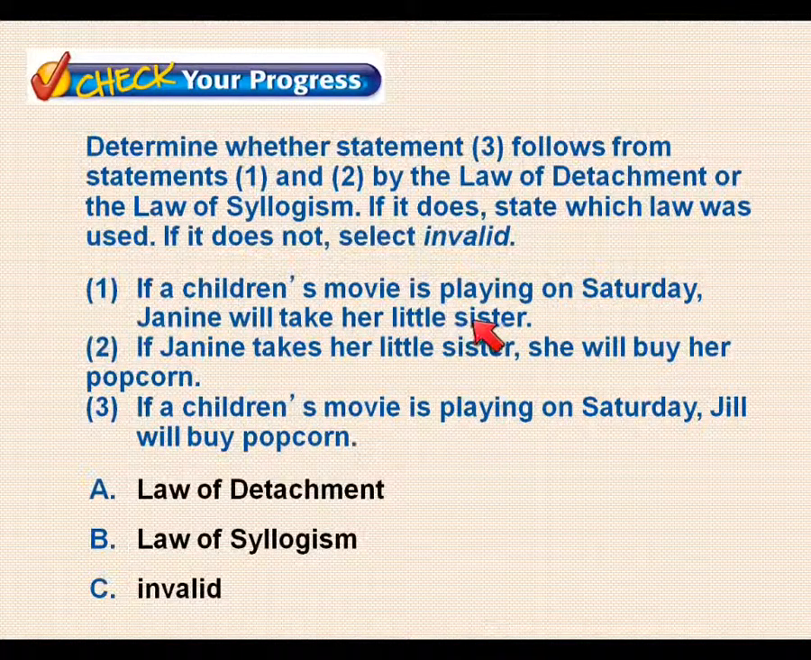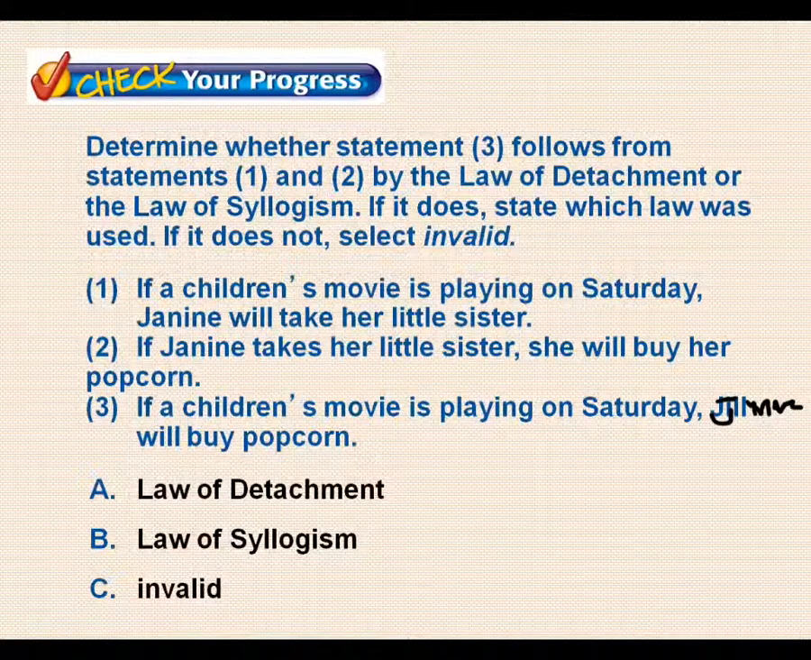If a children's movie is playing, Janine will take her little sister. If Janine takes her little sister, she will buy popcorn. If a children's movie is playing, wait, that should say Janine. Sorry, there was a typo in this. Janine will buy popcorn. Is this syllogism, detachment, or neither? Yeah. This is law of syllogism, right?